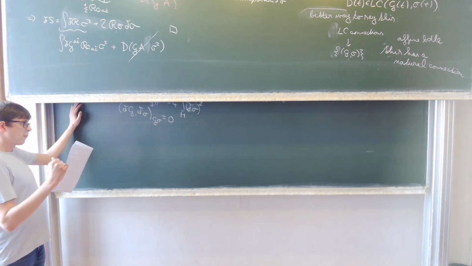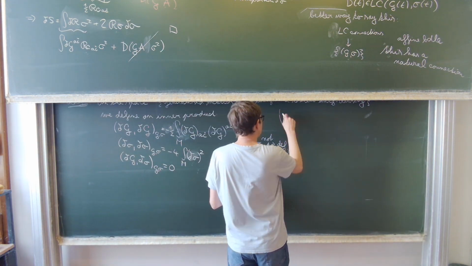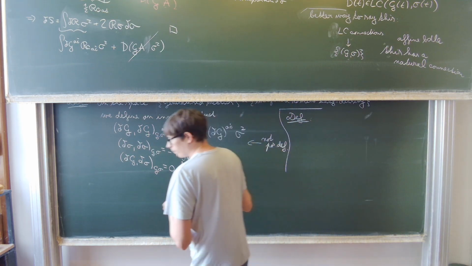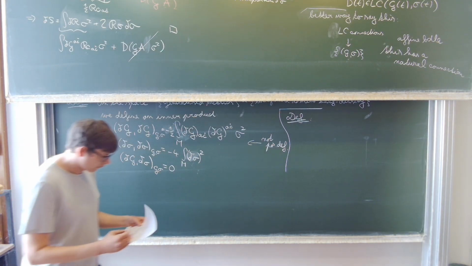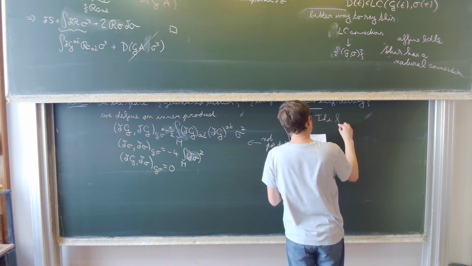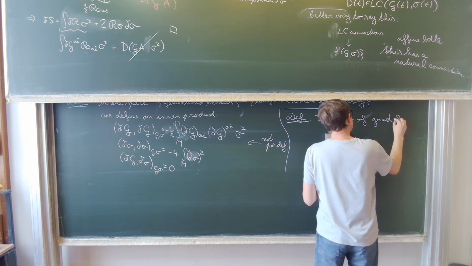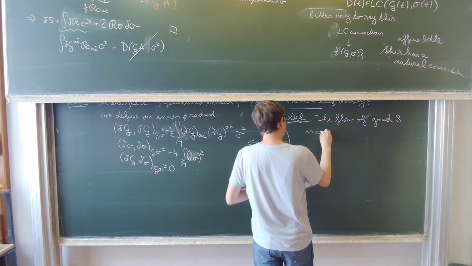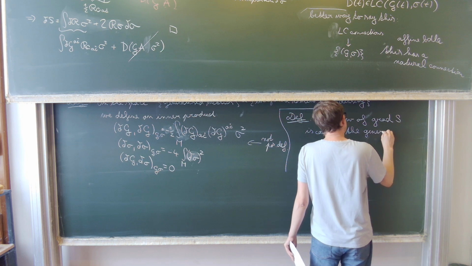But let me make the more exciting definition. Let me define Ricci flow. Definition: the flow of the gradient of the Einstein-Hilbert functional is called the generalized Ricci flow.